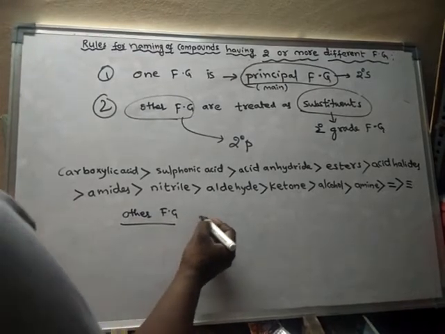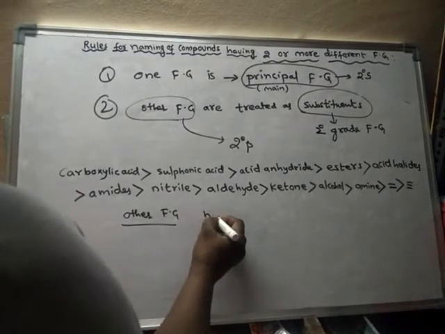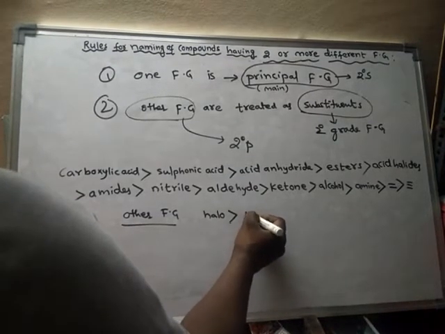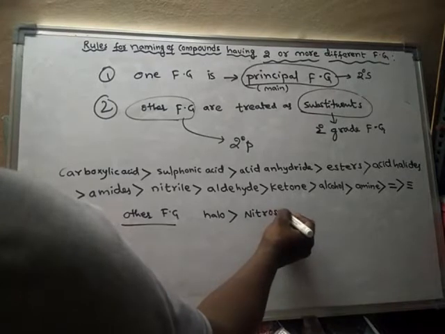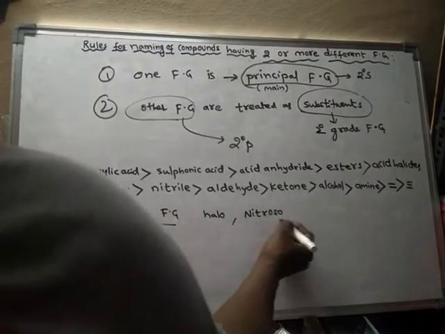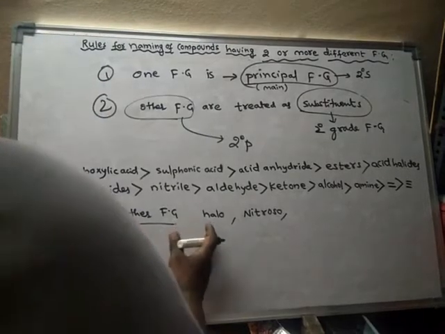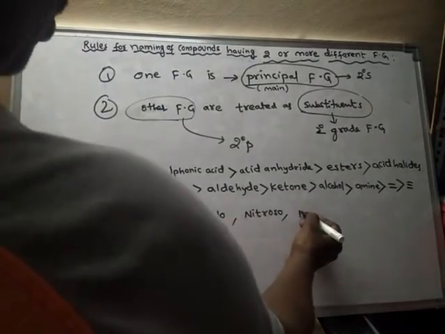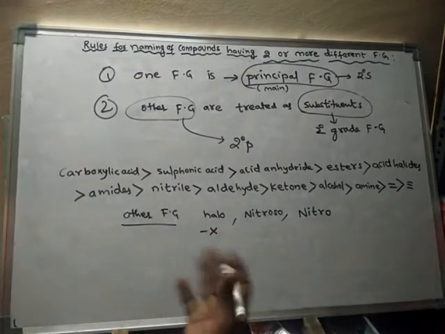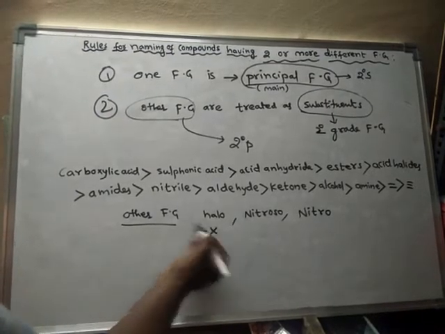So like halides, halo functional group, nitroso. They are not given any preference. Simply, they are other functional groups. So, what are the other functional groups? Halo, nitroso, nitro. Halo means any halogen, maybe fluorine, chlorine, bromine, iodine, etc. Generally, we will show it with X. It is represented by X.